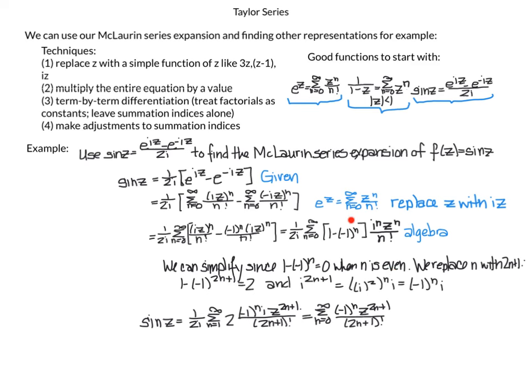So if I look at this term here, 1 minus minus 1 to the 2n plus 1, well, that's equal to 2. So when n is odd, this is 2. And i to the 2n plus 1 will be equal to minus 1 to the n times i. So I replace these two in my formula, and I get sine of z is equal to 1 over 2i times the summation of 2 times minus 1 to the n times i, z to the 2n plus 1 over 2n plus 1 factorial. I'm sorry, this is 2n plus 1 factorial.